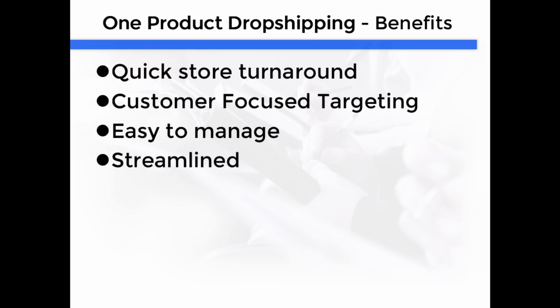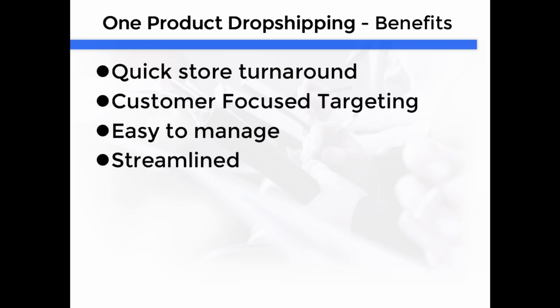So quick store turnaround means basically that you can build the store probably in about a week and you're ready to go. Next thing we have is customer focused targeting. So when you build a branded dropshipping store, for example, a store about the dog niche, you have loads of different products that you're going to target to people that like dogs, but they might not necessarily need any of those certain products. When you only have one product, you know exactly the type of person you're going to market the product to, and you can really hone in on them and focus on that one customer that wants that one product.